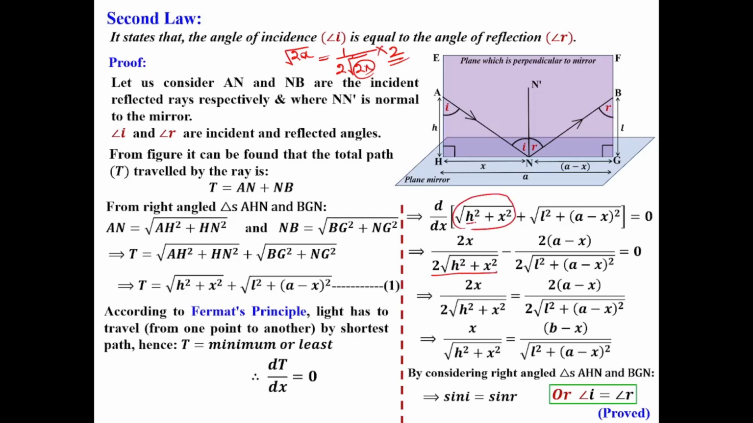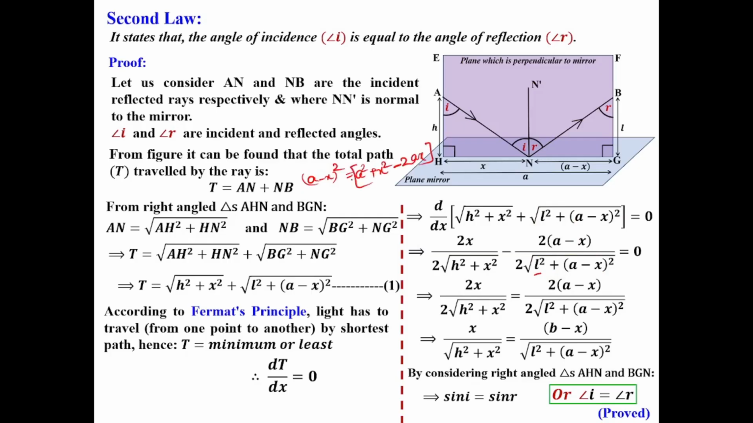Then the derivative of this one, h square plus x square: h square is a constant, so it will be 0, and the derivative of x square is your 2x. Okay, likewise the derivative of the term L square plus A minus x whole square, where A and L are both constants, will be 1 by 2 root of the same term, written as such. Then the derivative of L square is 0. Here A minus x whole square is A square plus x square minus 2ax.